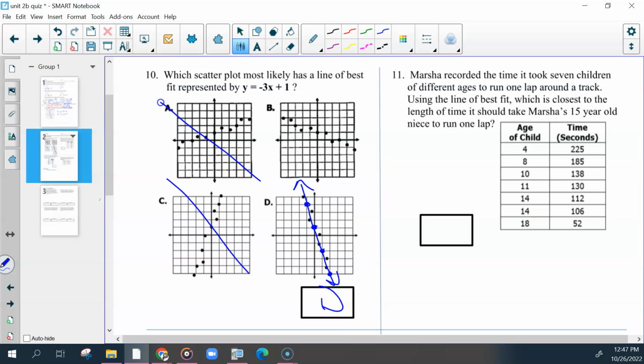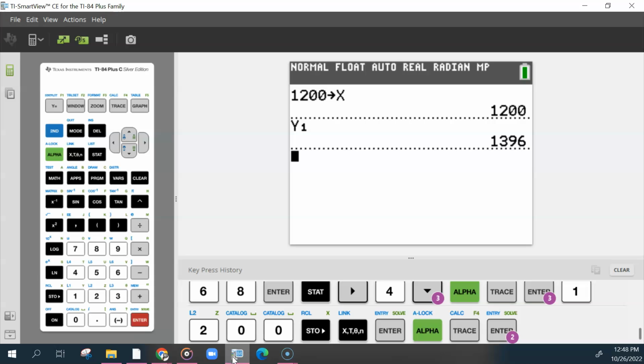For 11, that was worth 2 points. Writing down your line of best fit, even though that's not what it asked for, was the actual answer. That way, if your answer was wrong, I could see, is it because of your equation or something else? So let's do that. If you have your line of best fit instructions, you can also take that out.